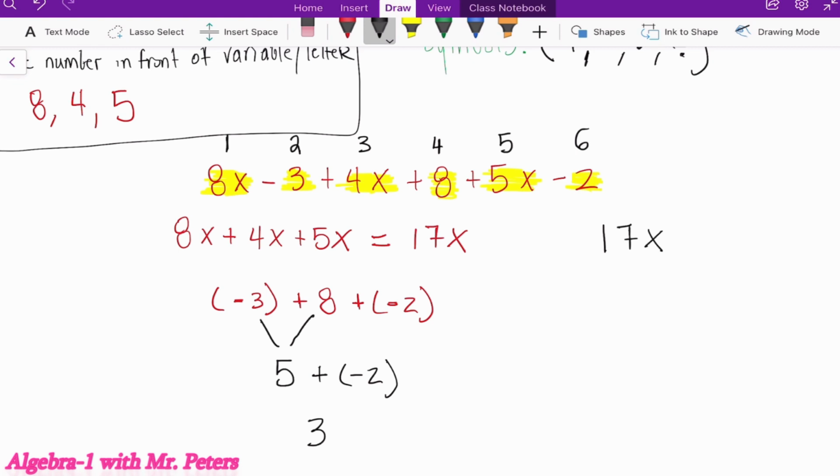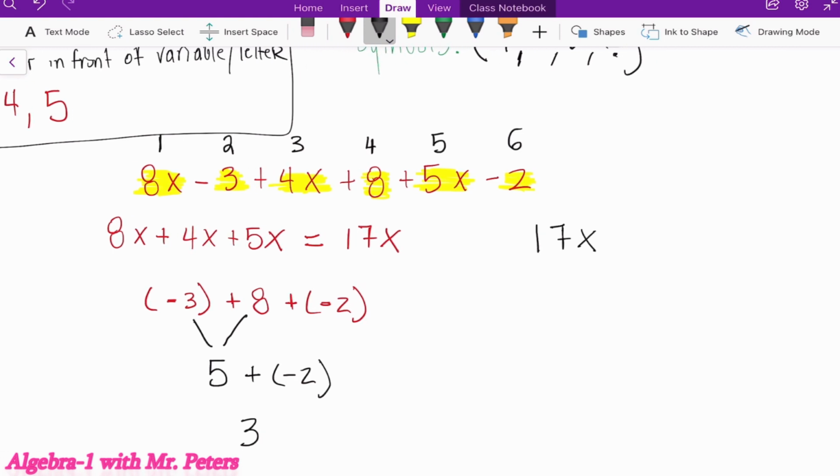So when we put the expression back together by adding like terms, we'll have 17x plus 3. And this will be our answer once we combine like terms. We cannot combine 17x and 3 because they both don't have an x. Or they're both not a number without a variable.